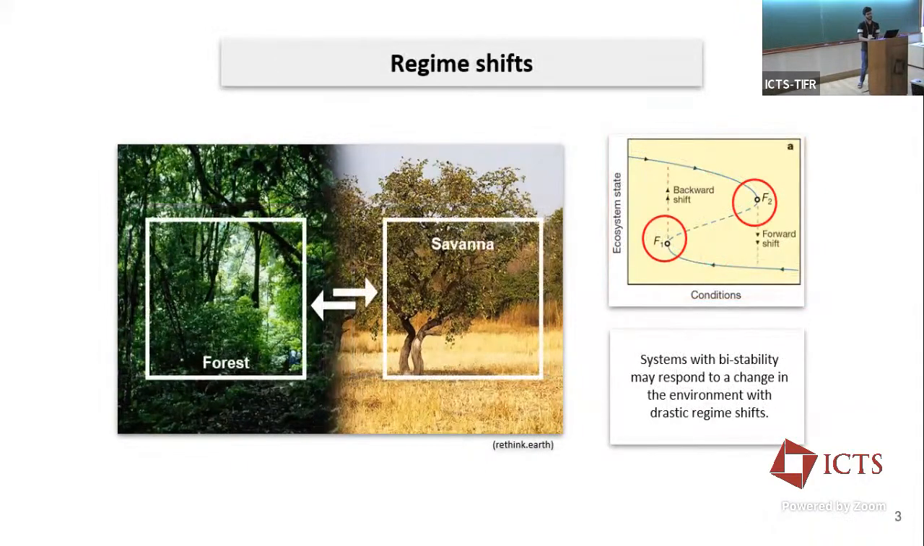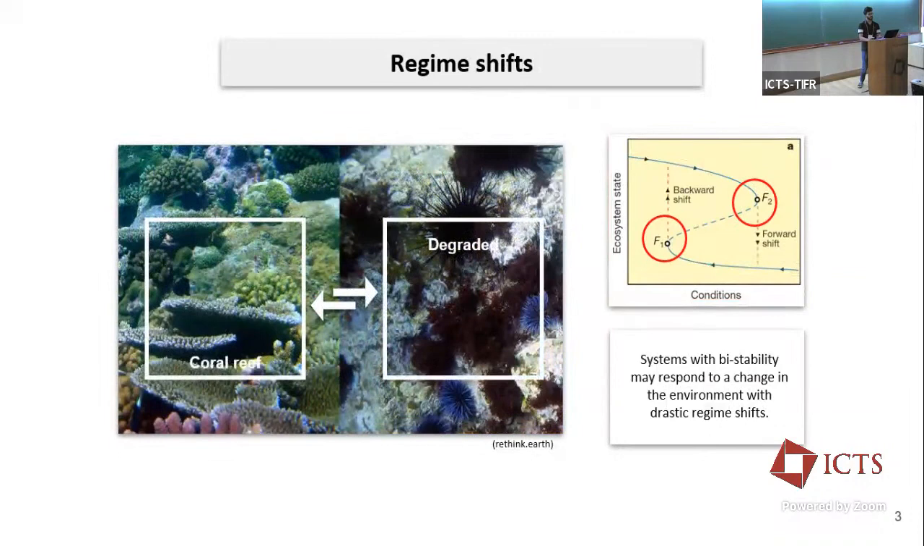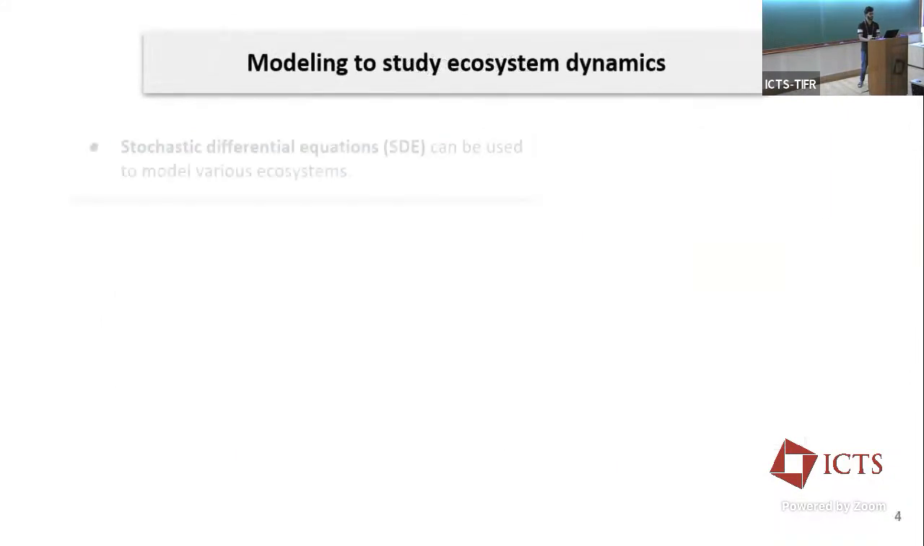So for such systems, there can be catastrophic shifts happening when the condition crosses this bistable region. And these kinds of shifts are often very drastic and catastrophic for different systems, which makes these kinds of bistable systems interesting for study.